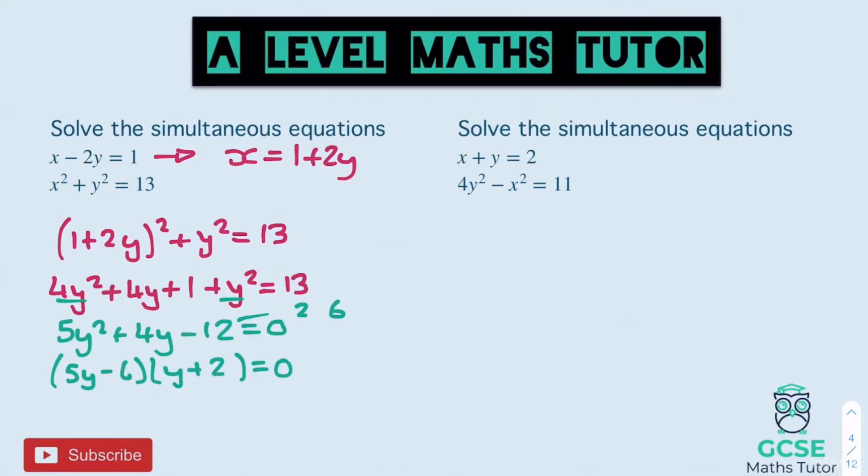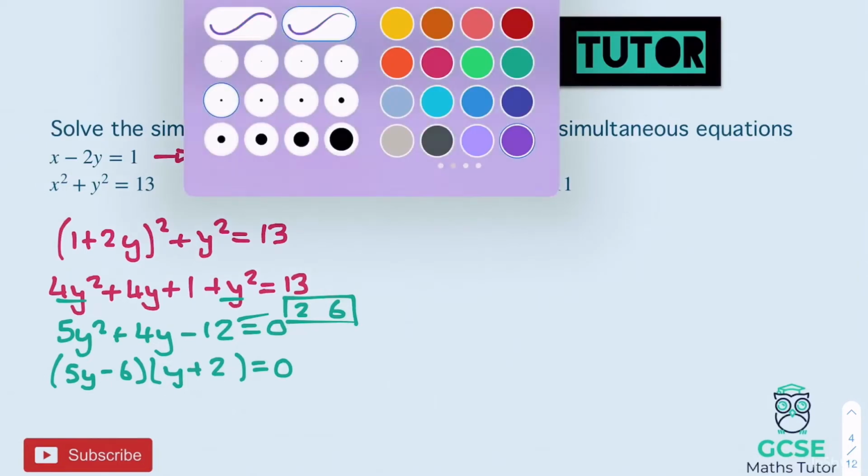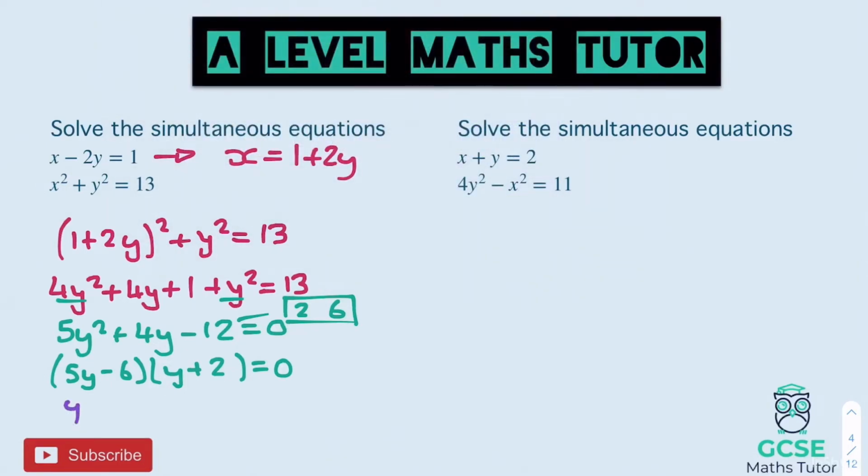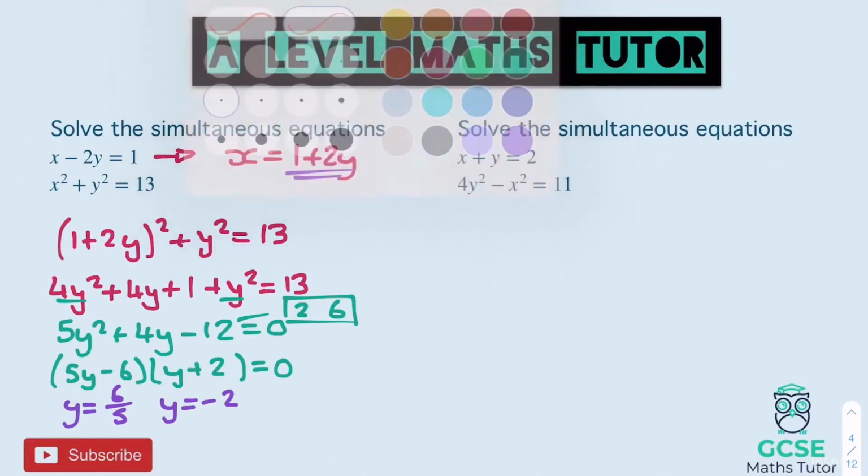Obviously just take your time with the factorising part, you might not spot the factors straight away, so you just have to test them out and make sure that you get them okay. So obviously we've got our two solutions here, we've got y equals positive 6 over 5, and we've got y equals negative 2. And obviously we just need to sub those back into the equation. So if we sub those in, let's have a look. Up here we've got x is equal to 1 plus 2y. So we've got for the first one there is 6 over 5, and let's just swap colours for this.